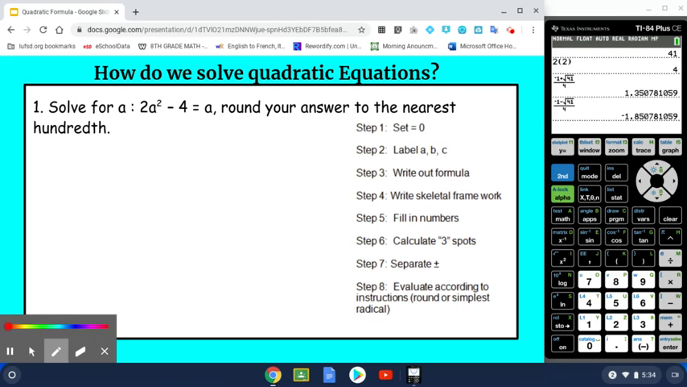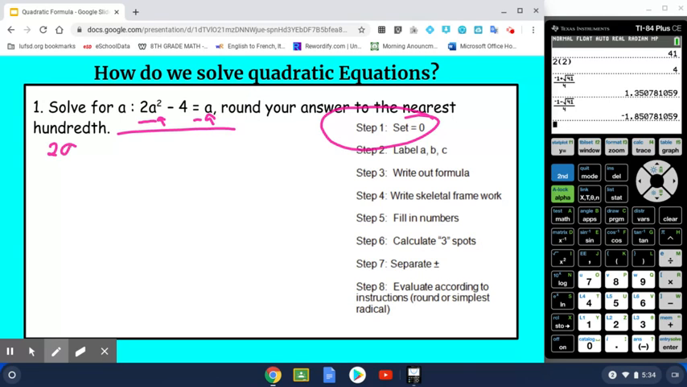So what we're going to do here now is make sure that we have it set equal to 0, which it's not. So that means we're just going to subtract a from both sides. Make sure we write it in descending order, which is 2a squared minus a minus 4 equals 0.